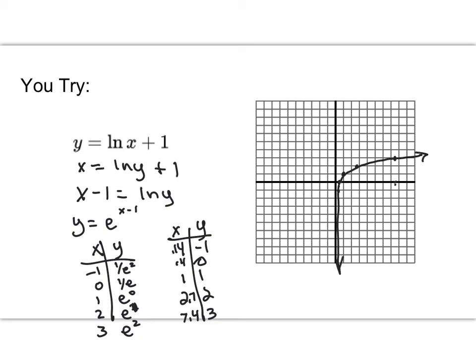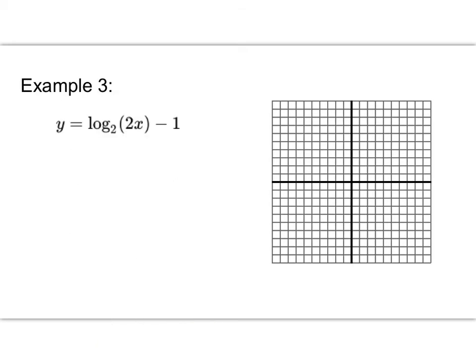What would be the important point to label here? (1, 1). I don't have any other really nice points, so that's about all I can do. All right, one more example for me, and then one more for you to try. So here I have a few more transformations applied, so I wanted to practice that. Let's find the inverse function first.